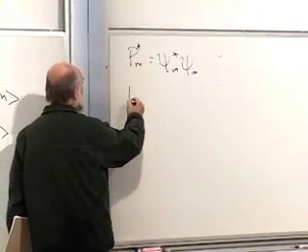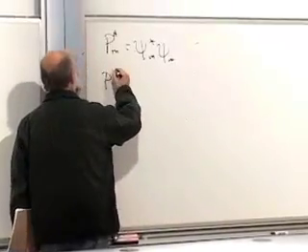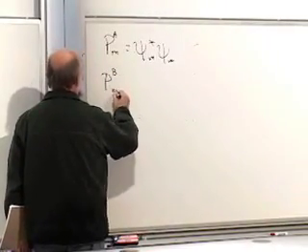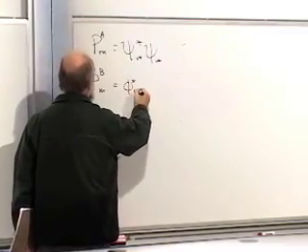Likewise, if I close up the hole A and open up the hole B, then the probability is phi star m phi m.